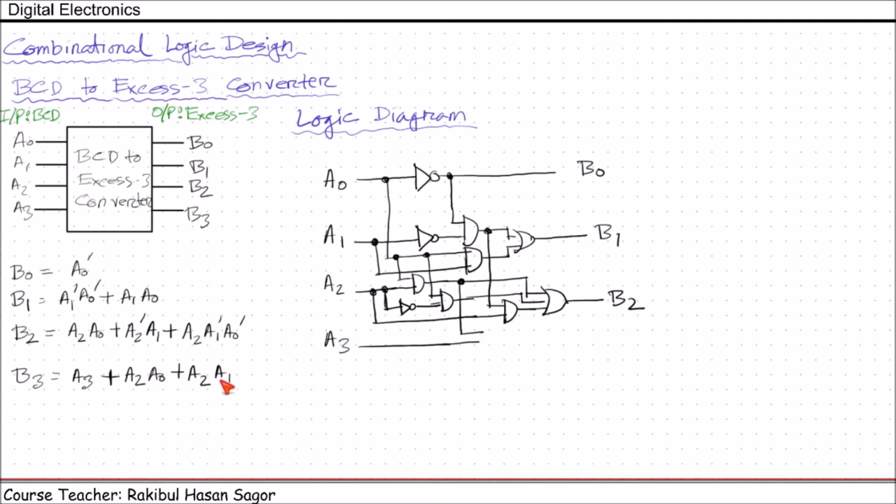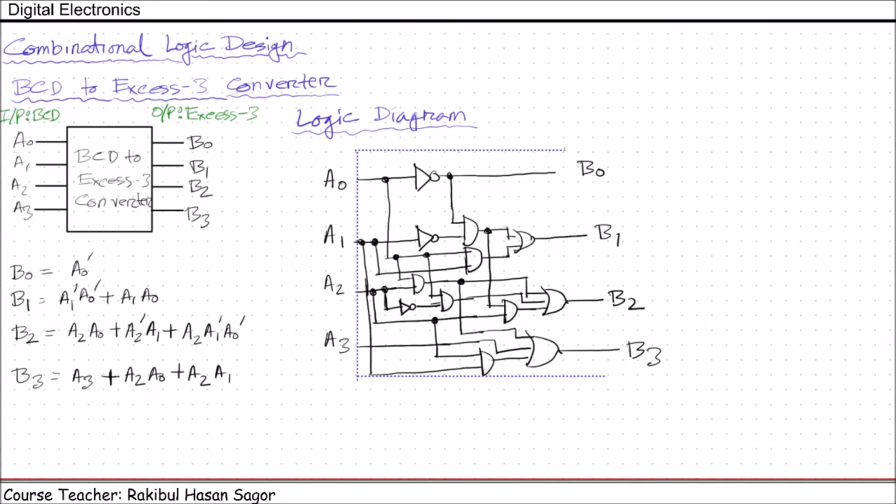A2 A1, we have A2 here, and A1 can be taken from here. This is the B3 output. Now we have this circuit. Inside this box we have this logic diagram, and these are the inputs and these are the Excess-3 outputs.